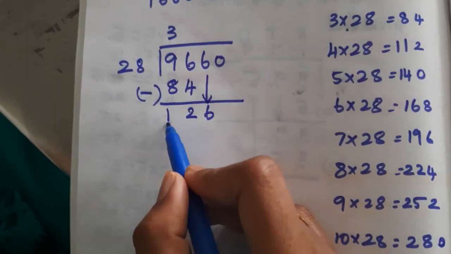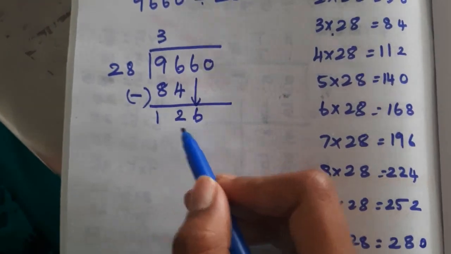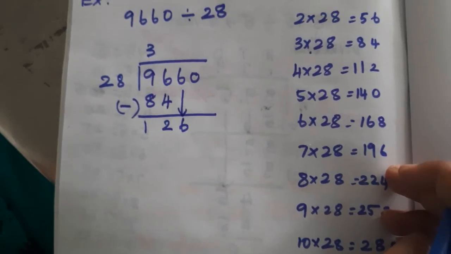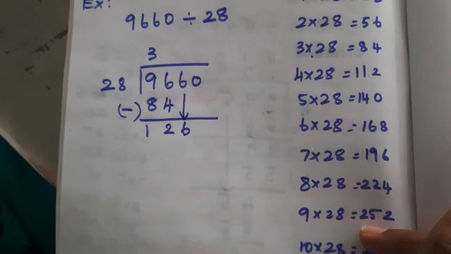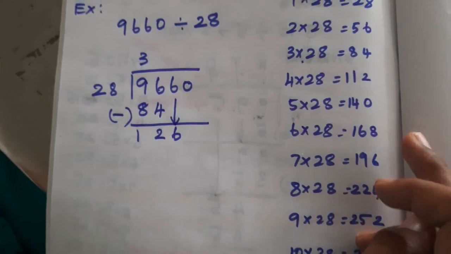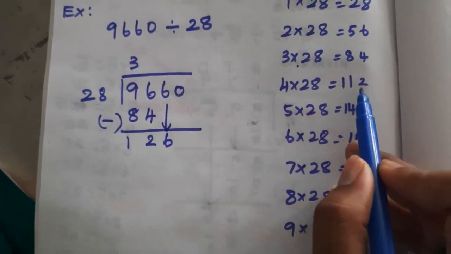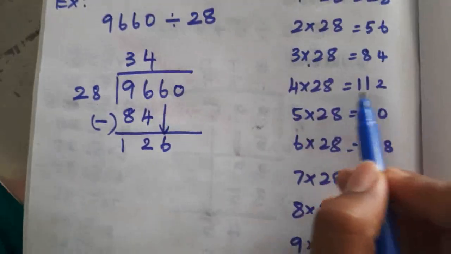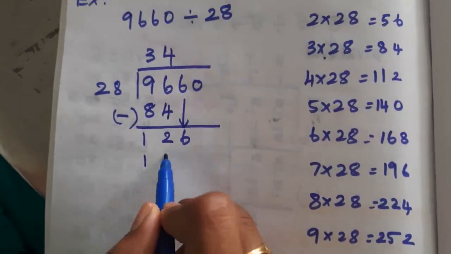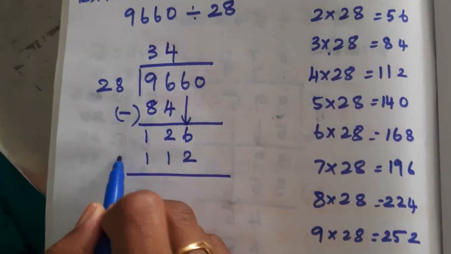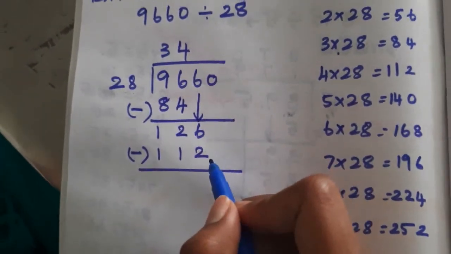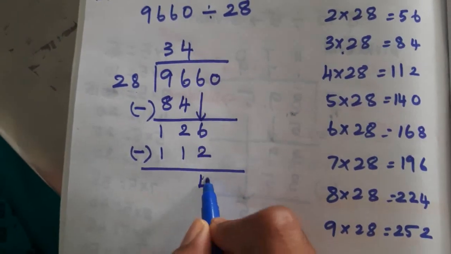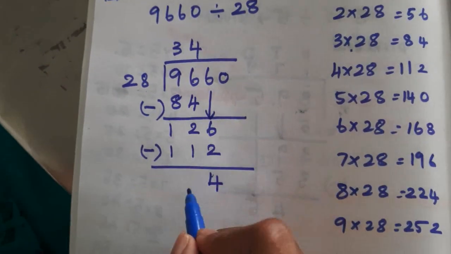Okay, so 126. Now you see, is 126 in the 28 table? No. So in such a case you should see the nearest number to 126. The nearest to 126 is 4 times 28. So 4 times 28 is 112. 112 minus, 6 minus 2. What is 6 minus 2? Yes, 4. Okay, 2 minus 1 is 1.